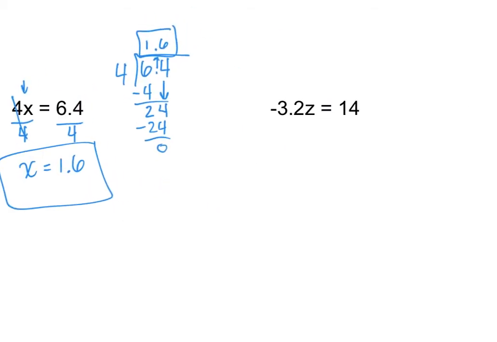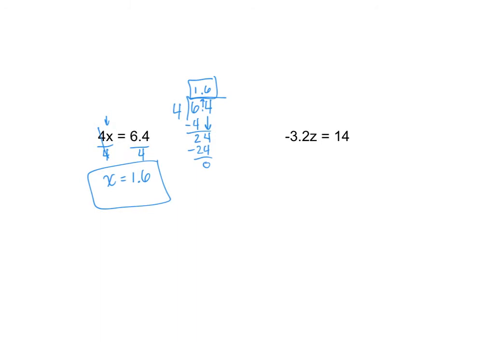All right, and then the next one. So we've got negative 3.2z equals 14. Let's go ahead and divide by negative 3.2, divide by negative 3.2. These will cancel, so we're left with z equals. Okay, so we're going to go ahead and do 3.2 goes into 14. How many times? So what we're going to do is move this decimal place over, and then we're going to add a 0 here.